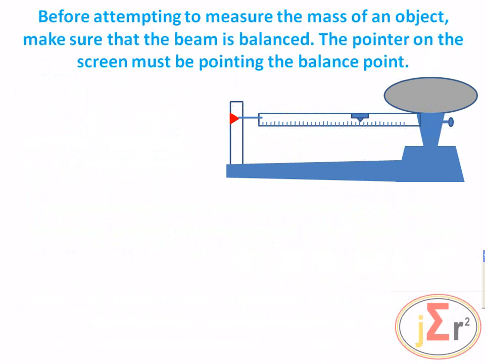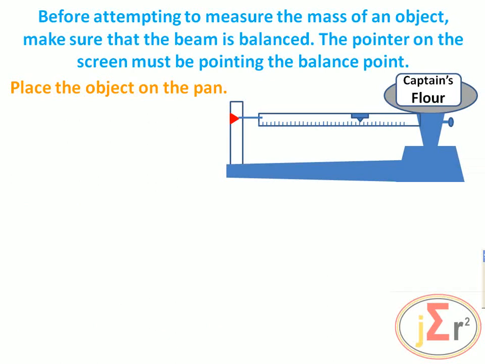Before attempting to measure the mass of an object, what do we have to make sure? That the beam is balanced. Right, so we make sure that the beam is balanced. The pointer on this screen must be pointing to the balance point. So this pointer must be pointing to the balance point. Place the object on the pan.